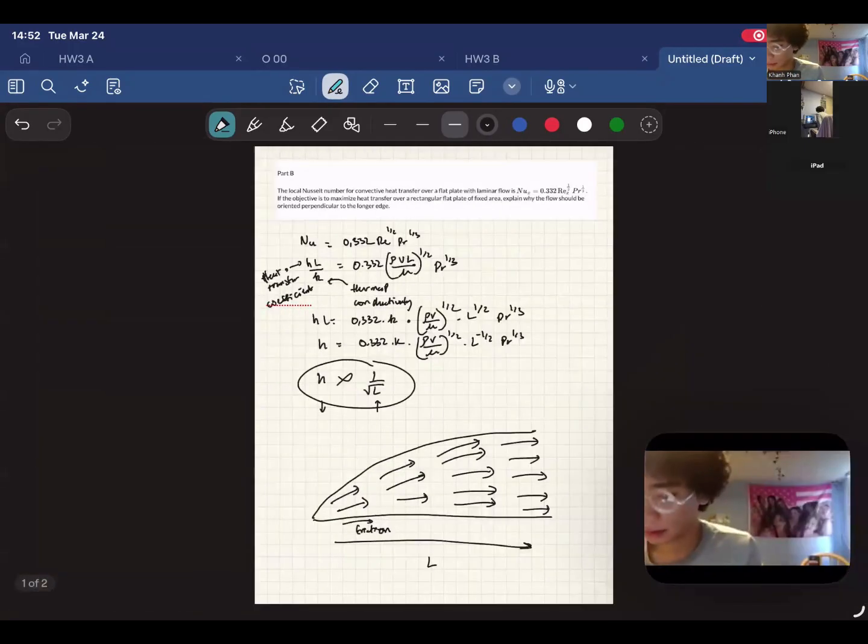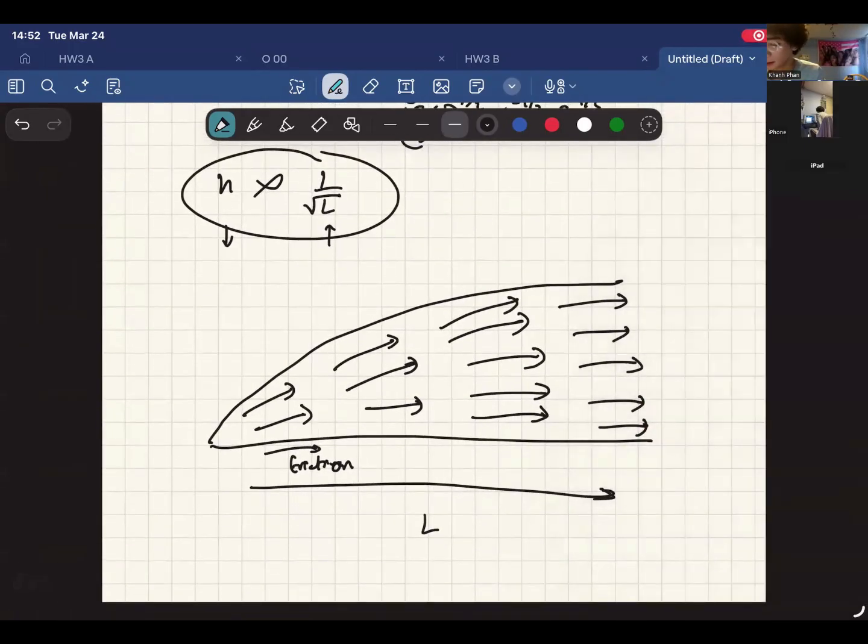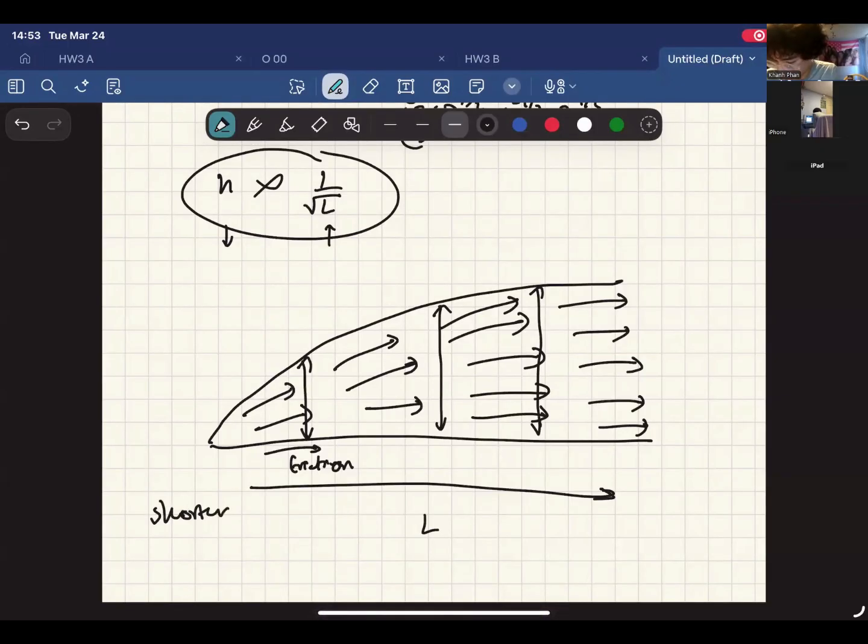Also want to add some detail to the explanation. You see that for this one up here, the shorter the length of the flow, the thinner the boundary layer, and the thinner it is, the less resistance. So shorter L, thinner boundary layer, and higher heat transfer.